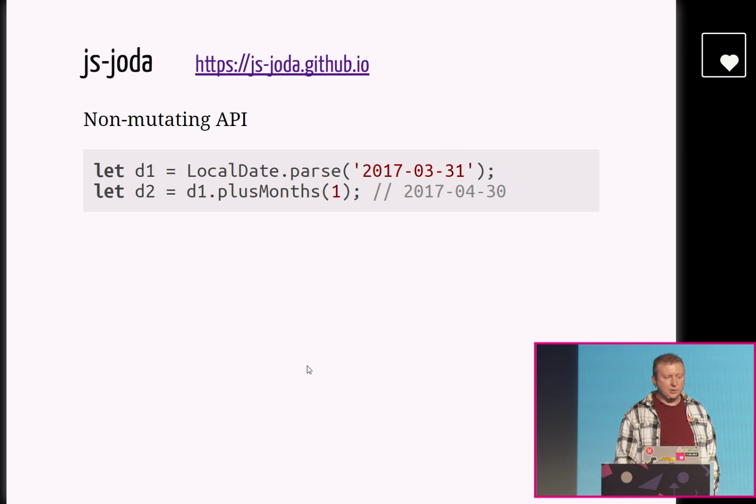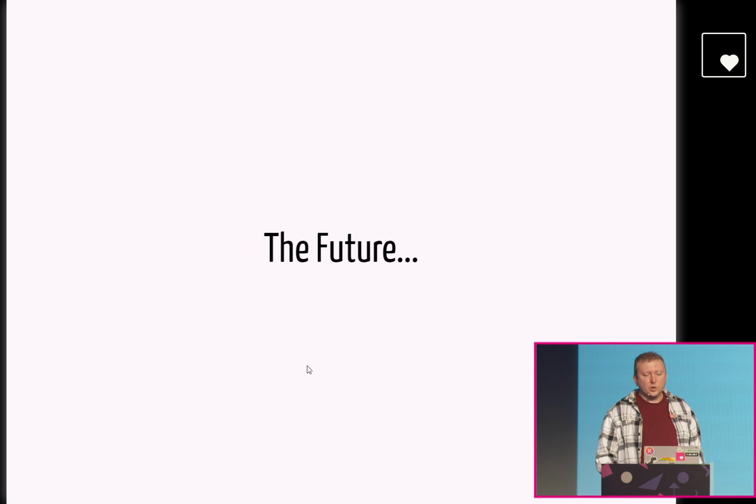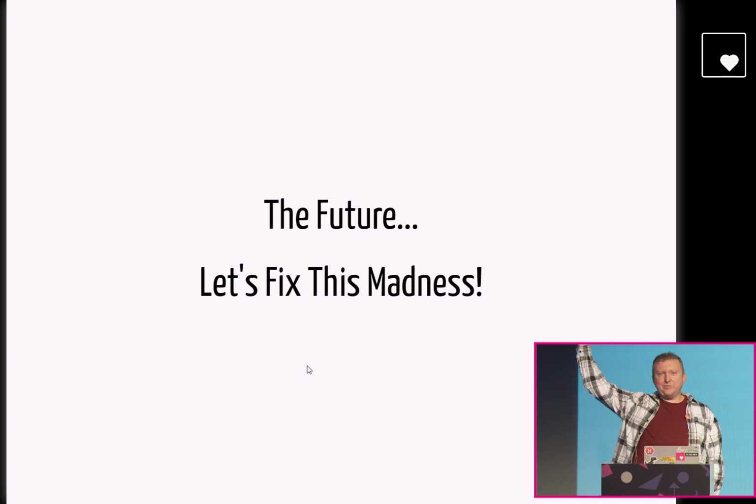And Joda time is also non-mutating. It's immutable. So we have D1 and D2 here being different objects, the same as I showed you before. So what are we going to do? How are we going to get out of this mess where we don't have to use libraries or deal with an API that's broken? I think we should fix it.